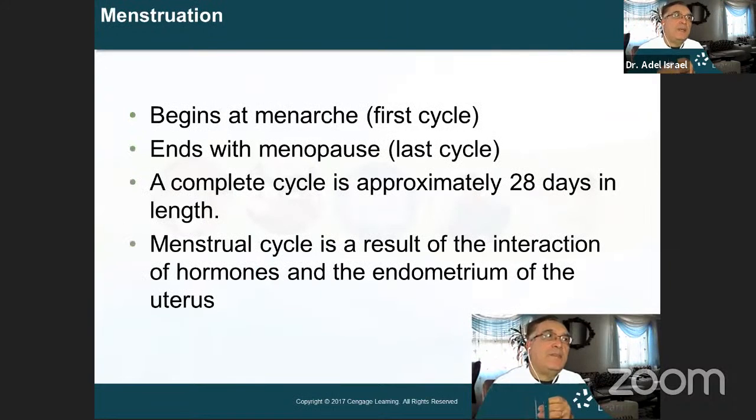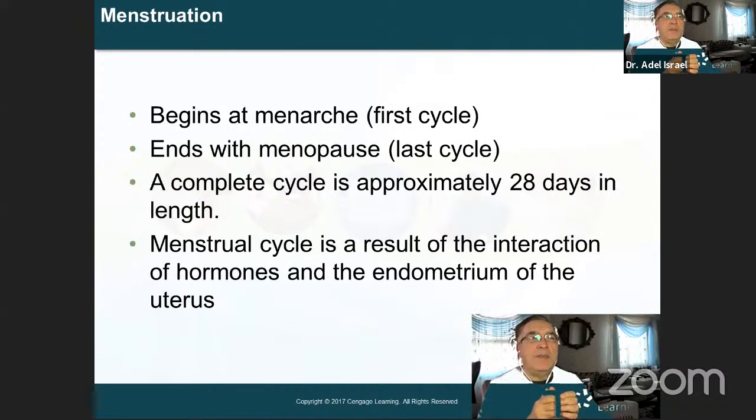What is menstruation? We have to know what menstruation means and what menarche means. Very important, because I gave this question before to nurses, what is menarche, but they didn't answer me correctly, because they don't pay attention to this word. Menarche is the first menstruation that happens to the girl. The first menstruation, first cycle, menarche.